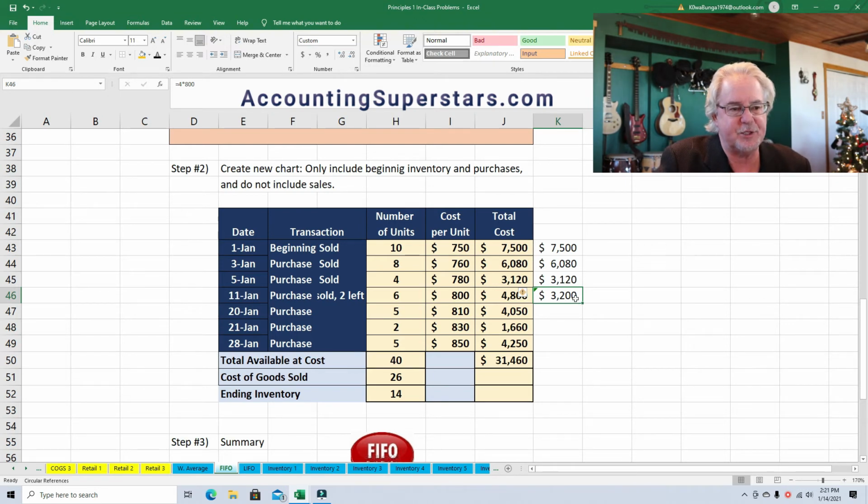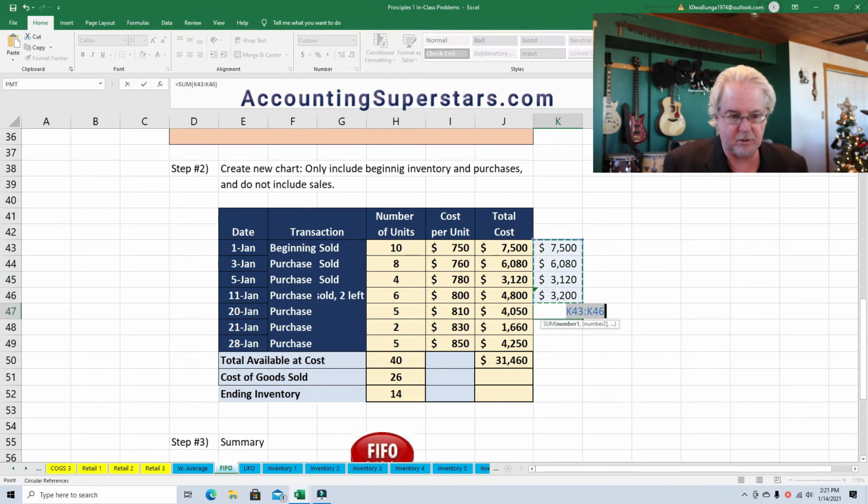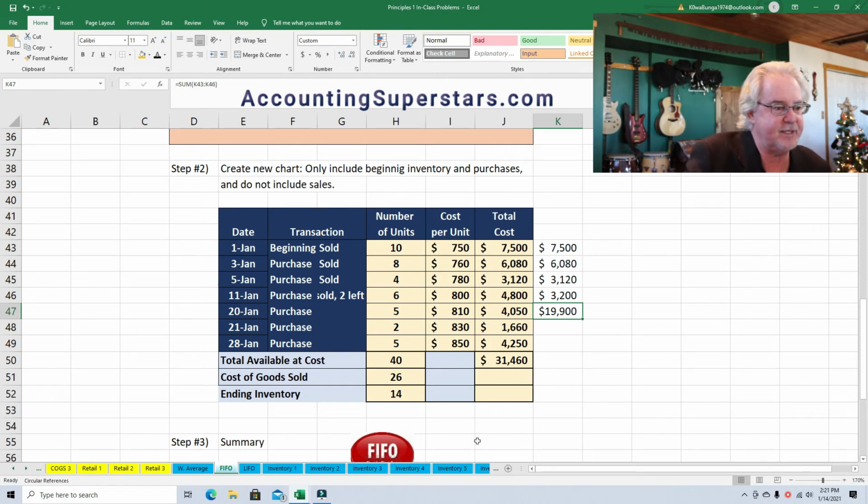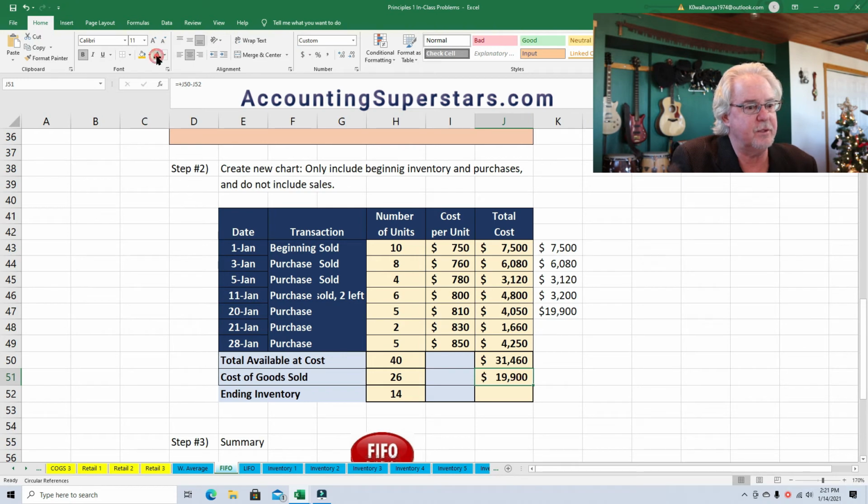So to figure out the cost of goods sold, all we have to do is total this up right here. We just need to total those numbers. And if we total up those numbers, we get 19,900. So 19,900 is the cost of goods sold.